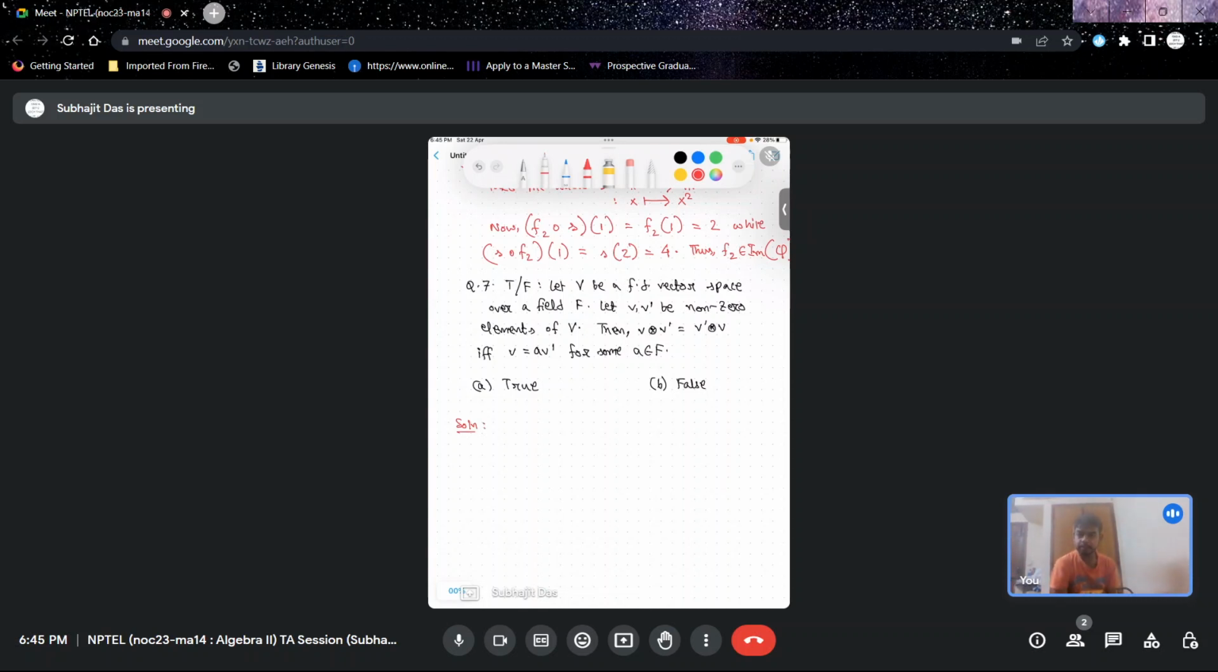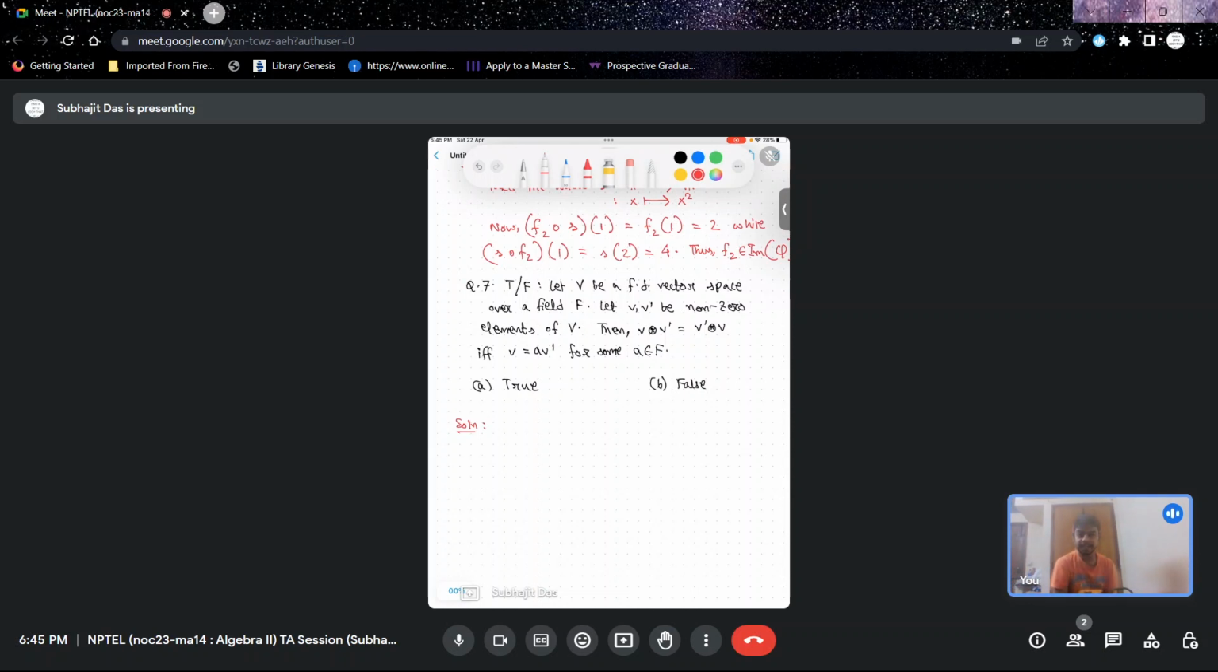So you need to determine whether this statement is true or false. Assume that V is a finite dimensional vector space over a field F, and you take v and v prime to be non-zero elements of V. Then you assume that the elementary tensor v tensored with v prime is equal to the elementary tensor v prime tensored with v. So this is a true or false statement.